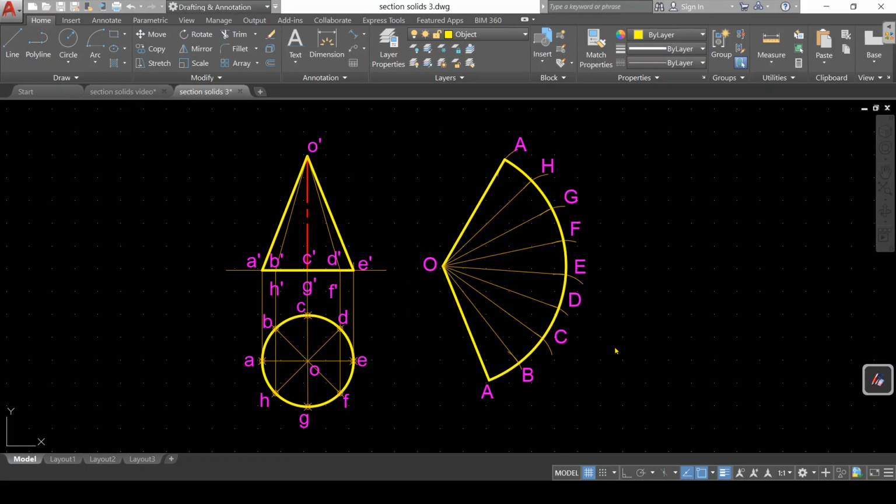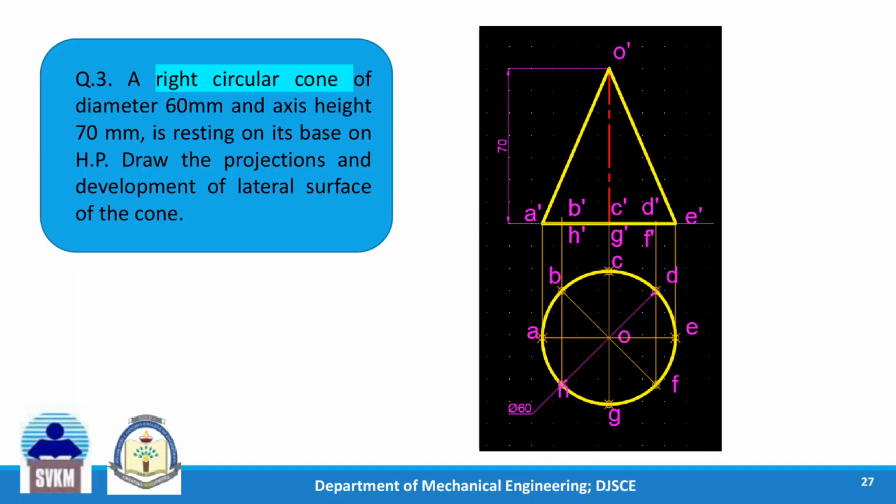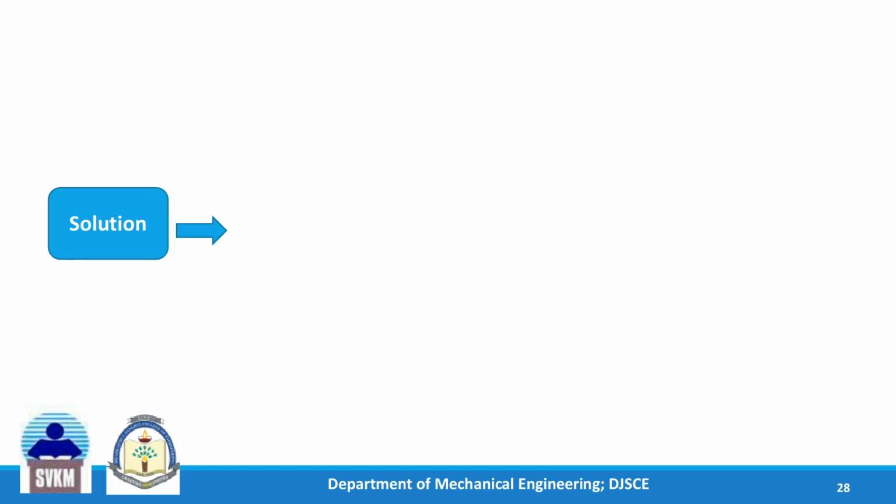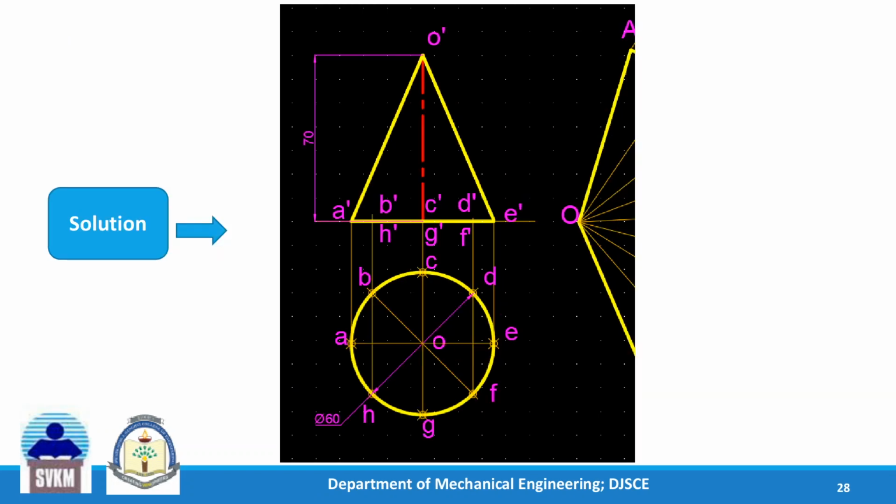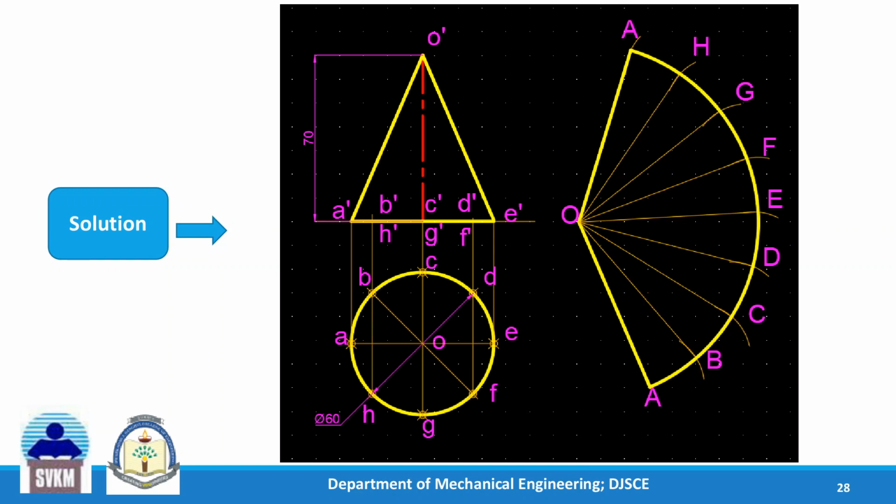And we follow the same naming convention that we had used. Capital letters for the development, OA, OB, OC, and again OA, in that way. The solution.